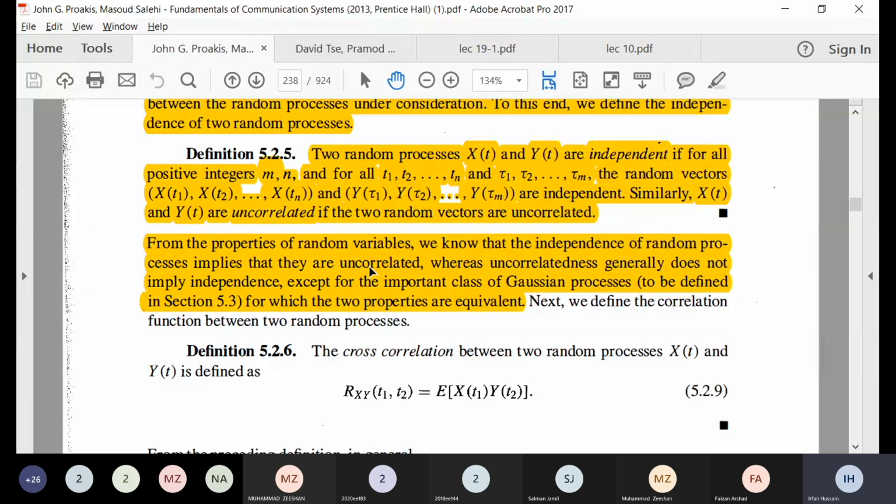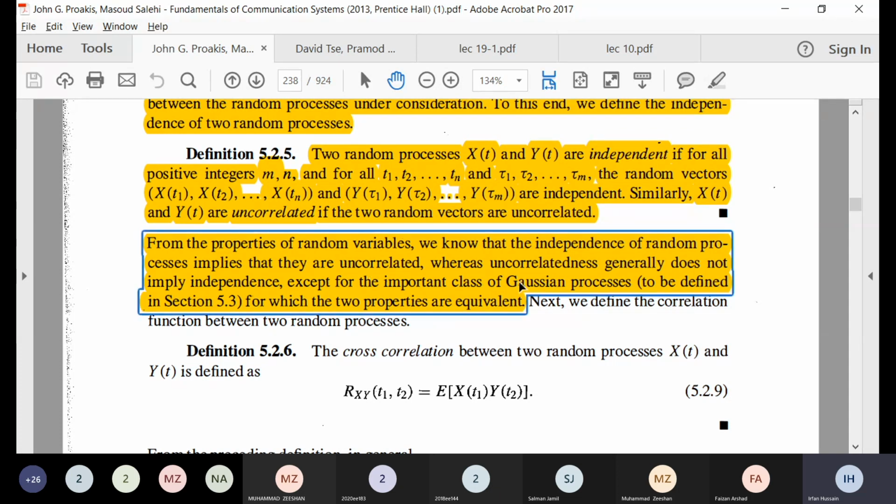There is a two-way relationship only and only for one type of random variable, and that is the Gaussian random variable. Hence this is the property of Gaussian processes, which we'll be studying in a while. Gaussian processes are those processes that, when you sample them, you get a Gaussian random variable.